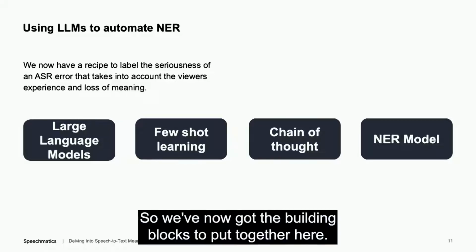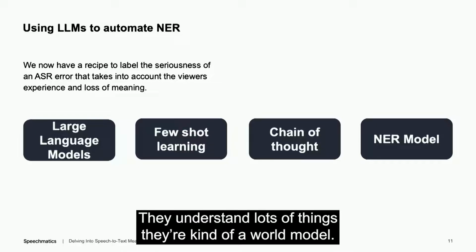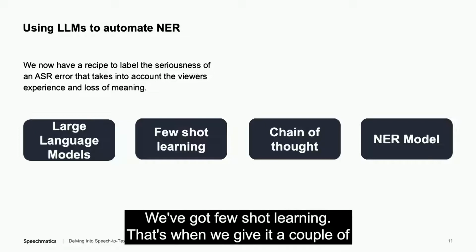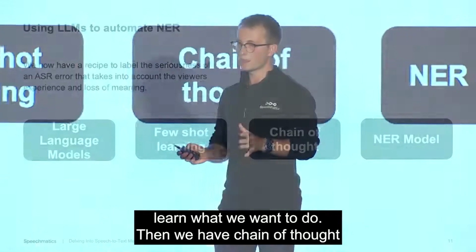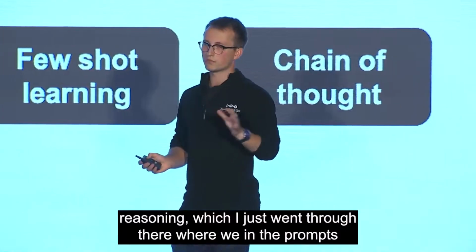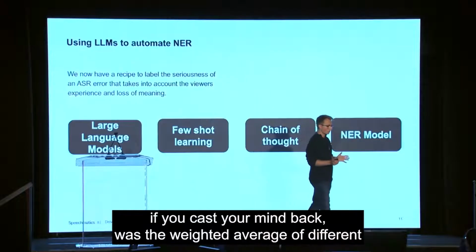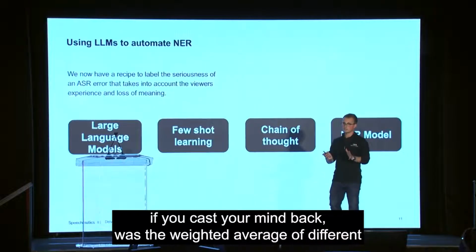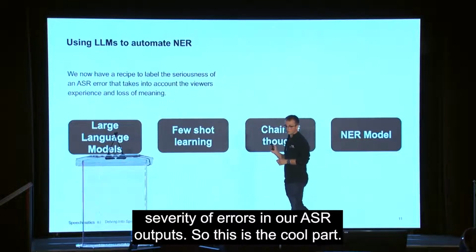So we've now got the building blocks to put together here. We've got large language models. They're amazing at scale. They understand lots of things. They're kind of a world model. We've got few-shot learning. That's when we give it a couple of examples of how to solve the problem so it can learn the structure, learn what we want to do. Then we have chain of thought reasoning, which I just went through there, where in the prompts, we have that. It increases accuracy. And we have the NER model, which, if you cast your mind back, was the weighted average of different severity of errors in our ASR outputs.